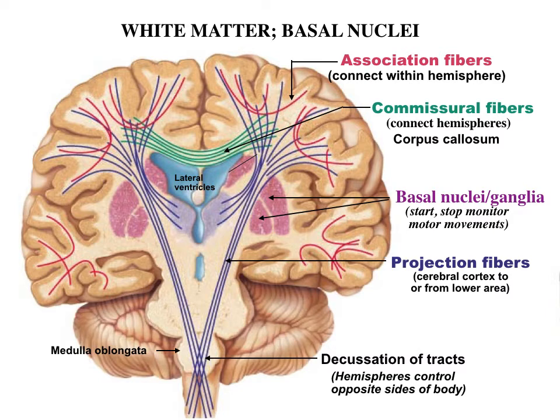Association fibers connect the cortex within the same hemisphere, whereas projection fibers connect cortical regions to other parts of the brain. Many of these projection fibers cross or decussate at the level of the medulla oblongata, forming the decussation of tracts. That means that for the most part, the right side of the brain controls the left side of the body and vice versa.